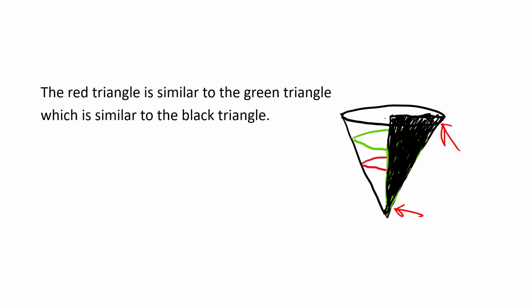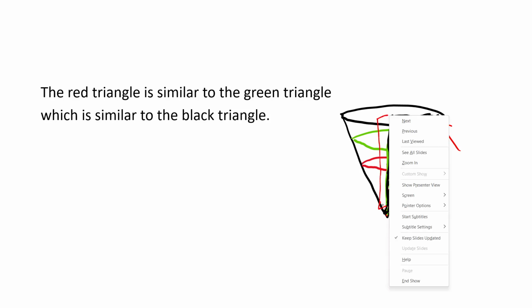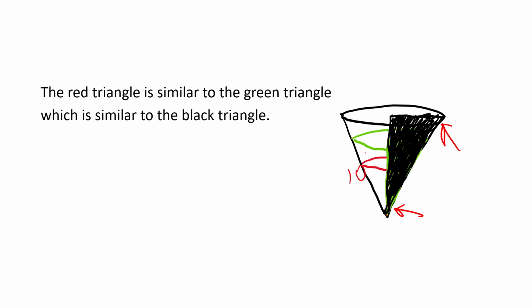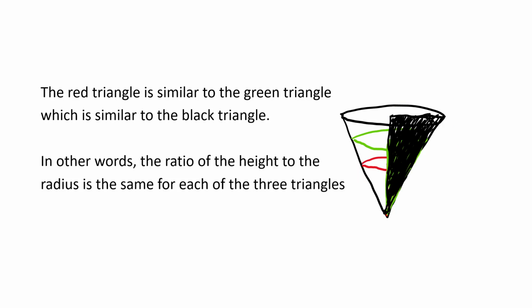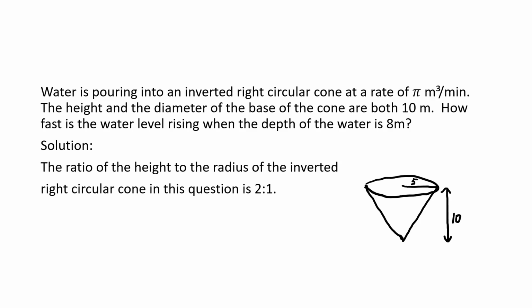And we know that on this last one, the one in front of you right now, the height is 10, and the radius is 5. And since we have similar triangles, that's always going to be the case. That ratio of 5/10 will stay consistent throughout. And so the ratio of the height to the radius is the same for each of the three triangles, meaning the ratio of the height to the radius of the inverted circular cone will be 2 to 1, no matter how much has been filled up at any given point in the question.